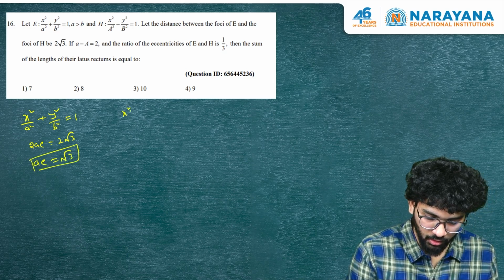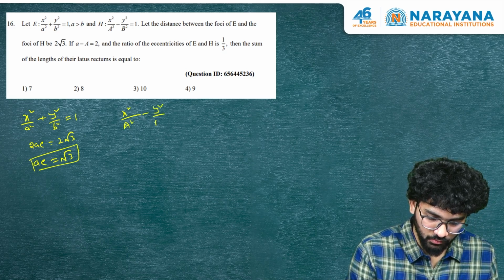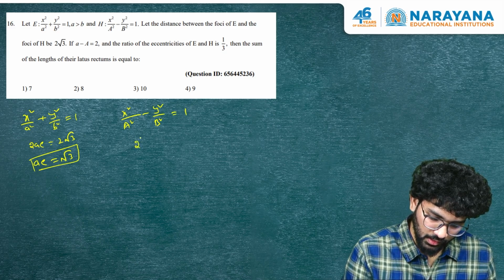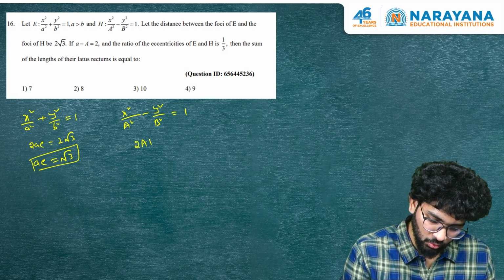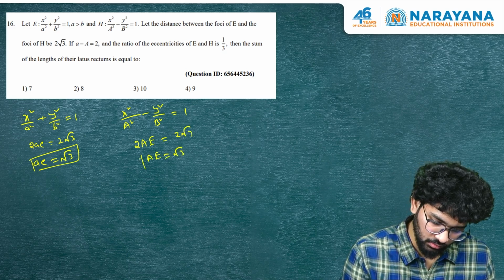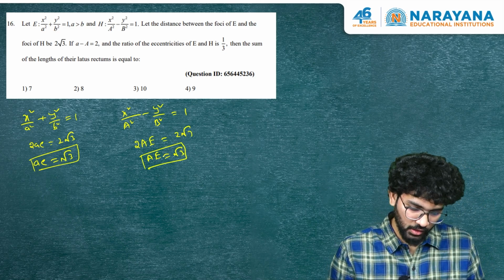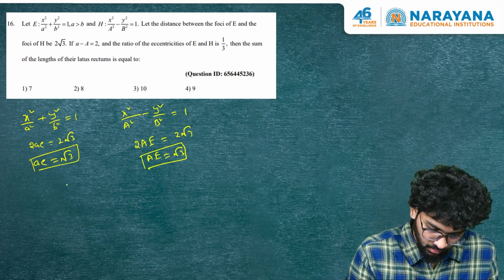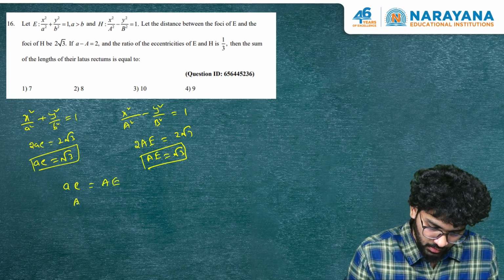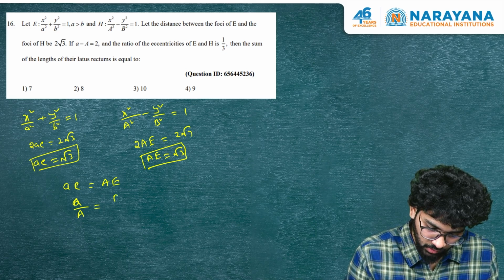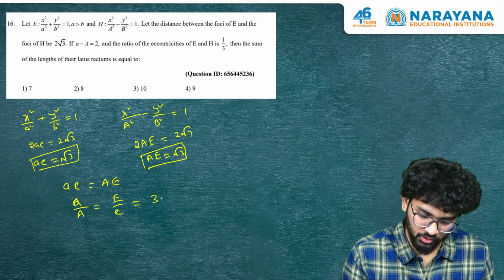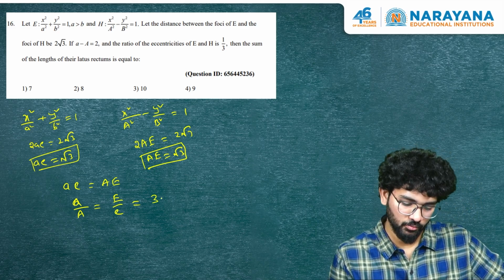Similarly, if I am taking the hyperbola, x square by A square minus y square by B square is equal to 1. Here let us take eccentricity as capital E. 2AE equal to 2 root 3, so AE equal to root 3. Now if I divide these two things, I am getting ae by AE, which means a by A is equal to E by e. E by e is given as 3 because small e by capital E is 1 by 3. So this will be 3.